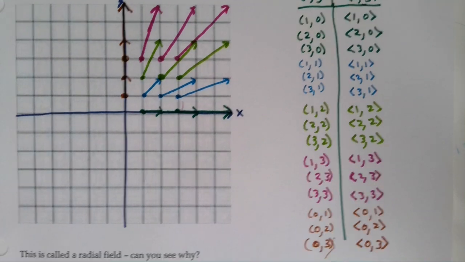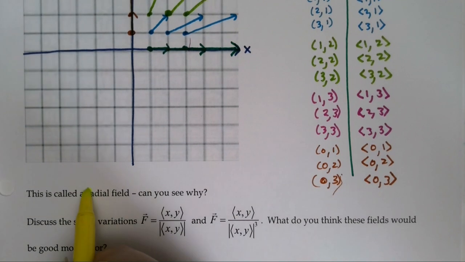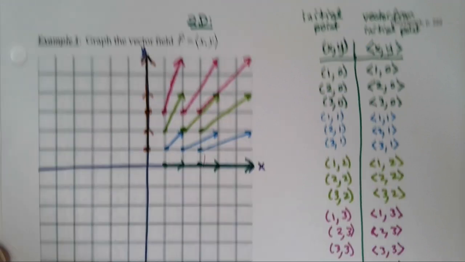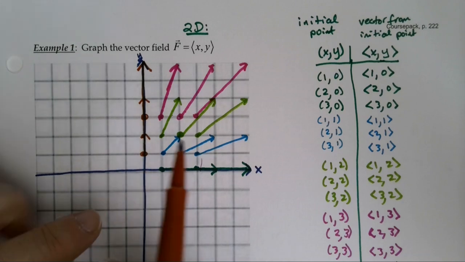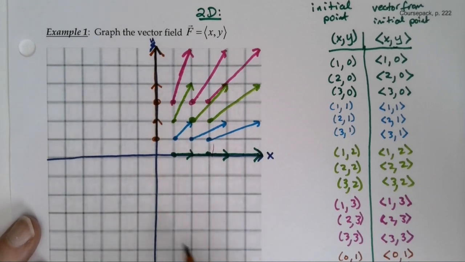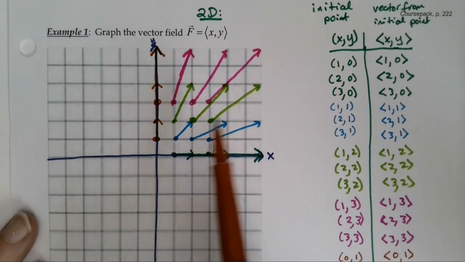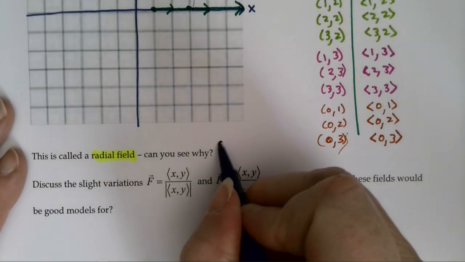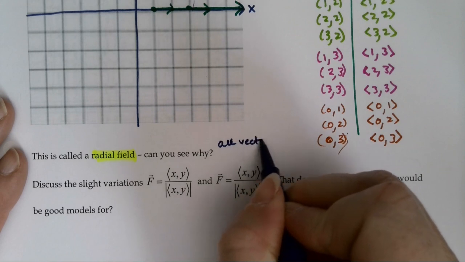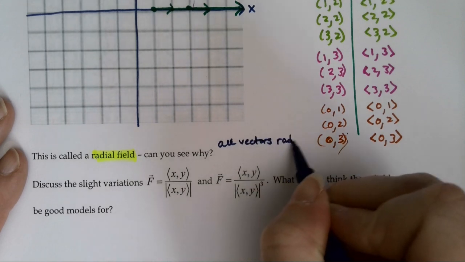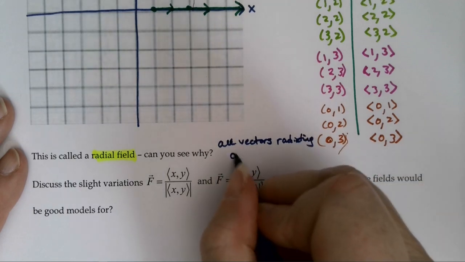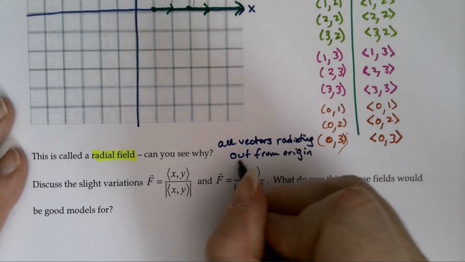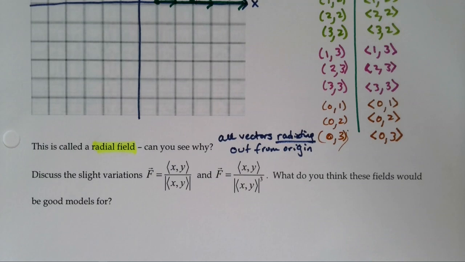Now, this particular field is called a radial field. Can you see why? Everything is radiating out from the origin, right? Imagine the origin's your center and everything's bursting out from there. And all the other quadrants would work the same way, but pointing away from the origin. So the reason it's called a radial field is all vectors are radiating out from the origin. Hence it's called the radial field.